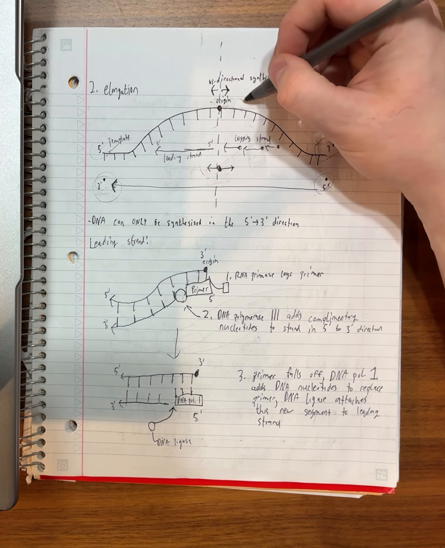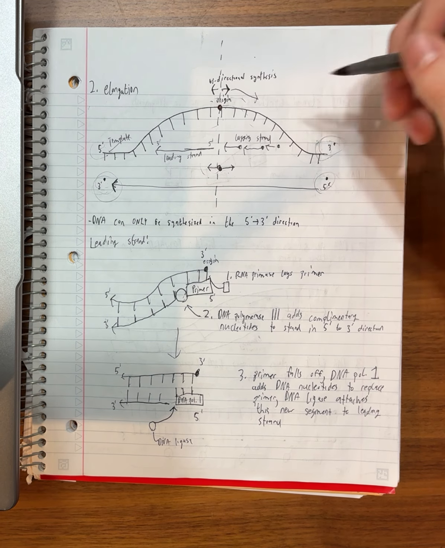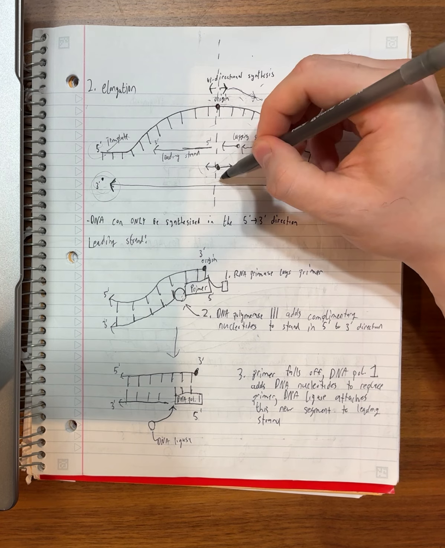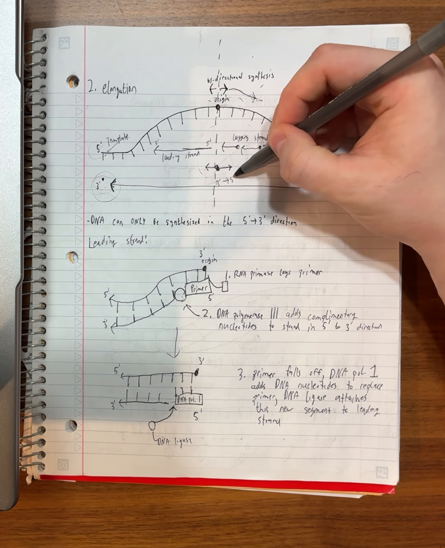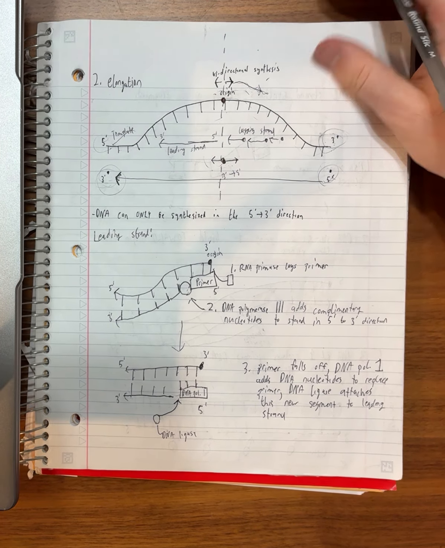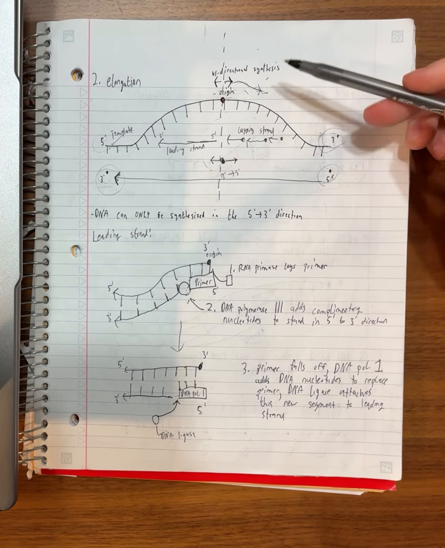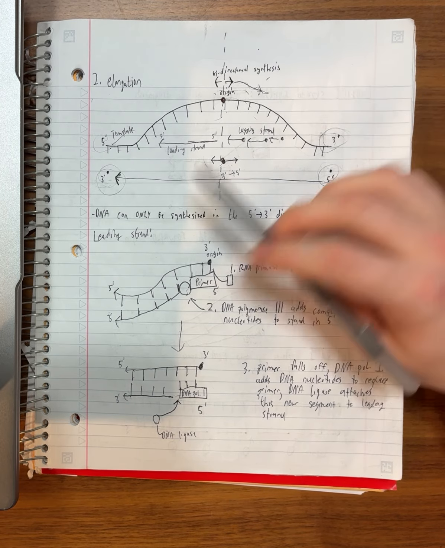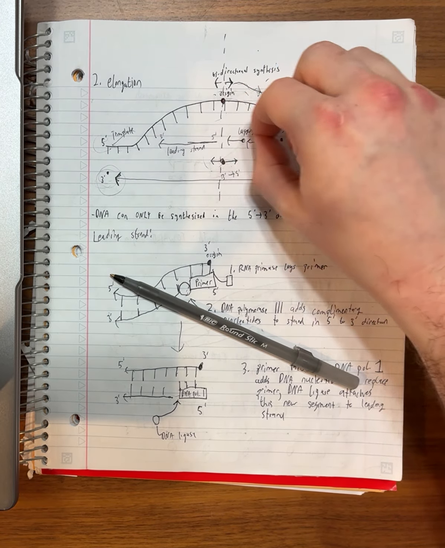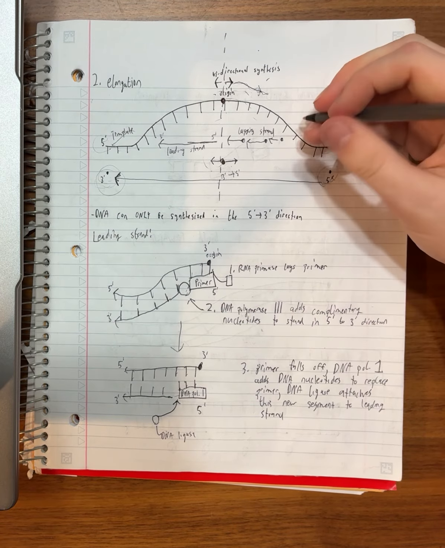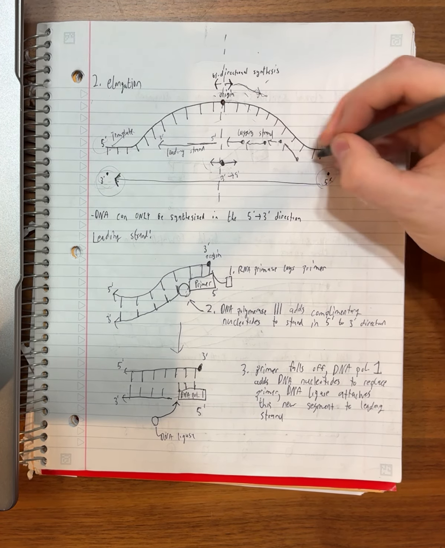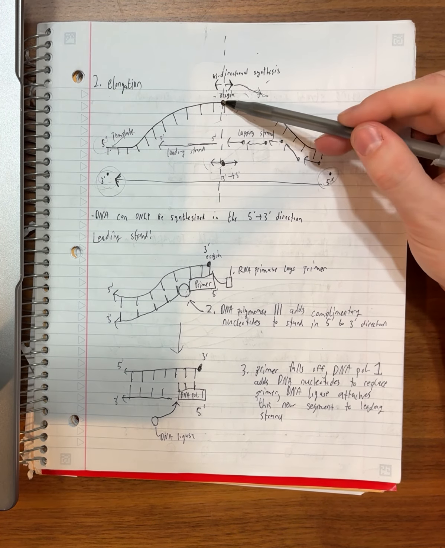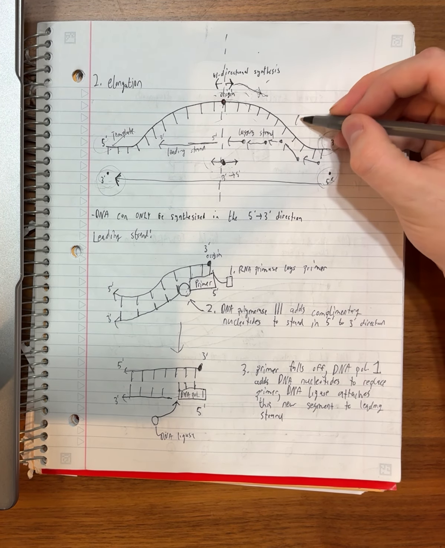But if I'm going to the right of the origin, so if I'm going this way doing my synthesis, I can't continuously build that way, because that would be building in the 3' to 5' direction. And like I tried to hammer it in, you can't do that. We cannot build DNA 3' to 5'. So what I have to do is build it in little segments as the DNA unzips. As this DNA keeps unzipping, I can build backwards toward the origin. And that's going to produce what's called a lagging strand.